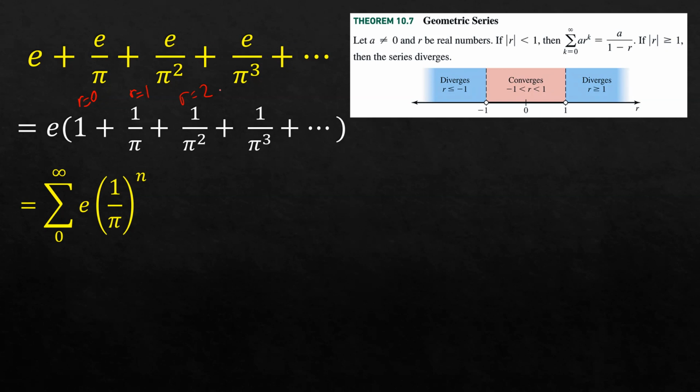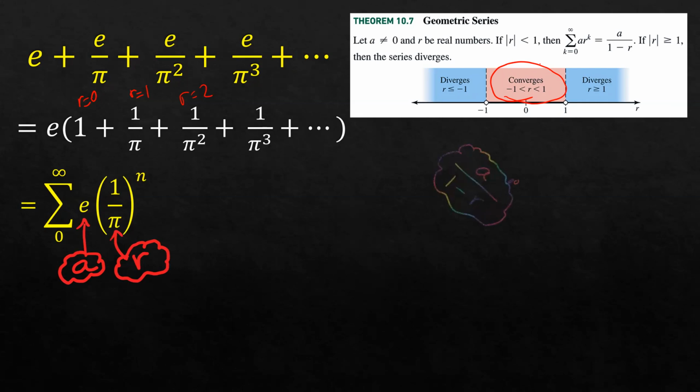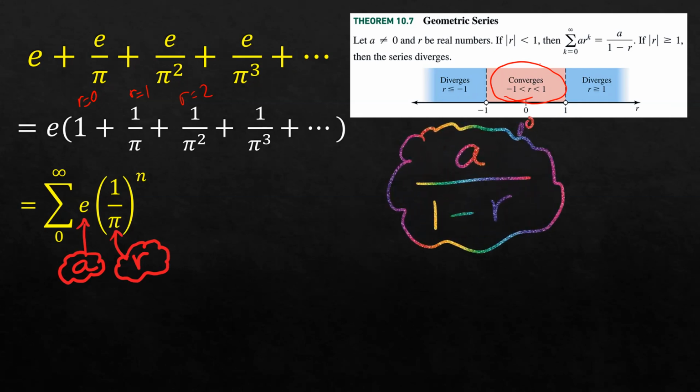Now, when does this geometric series converge? The e we can factor out, and the ratio r is 1 over pi, right? And we'll say, well, your a really is e in this case. So this will converge because it falls in the middle there, and it will converge to a over 1 minus r. So you will have that sum being e over 1 minus 1 over pi.